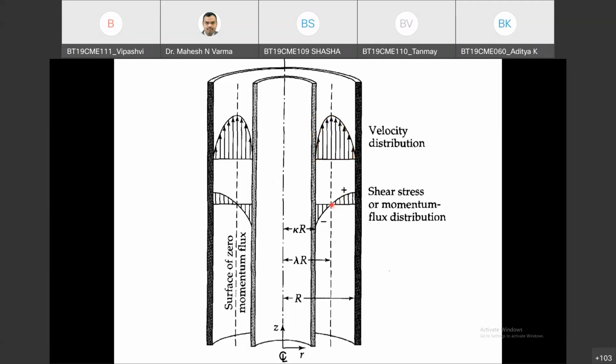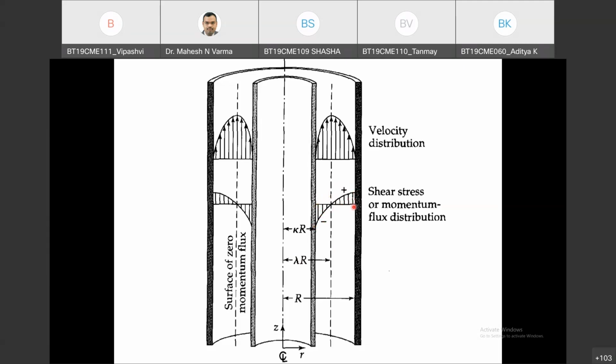And then here velocity is maximum, which means flux will be 0 at this lambda r line. So flux will be 0, and in this region there will be momentum flux in the positive r direction. Here there will be momentum flux in the negative r direction, and I will get a maximum momentum flux at r equals kappa r, and maximum momentum flux at r equals capital R. So this expectation is very important. Whatever expectation you get, then you can solve the problem very easily.